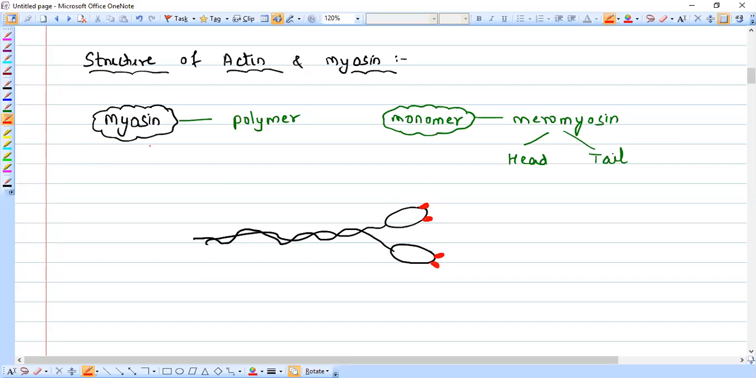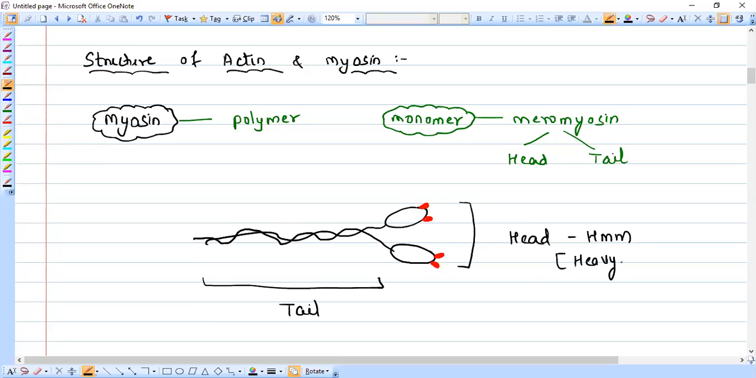So let's understand, this is one meromyosin. Very first thing, this upper part is the head of the myosin. This lower part is the tail of the myosin. The head is called HMM. What is the full form of HMM? It is called heavy meromyosin. And the tail is called LMM. What is the full form of LMM? It is called light meromyosin.